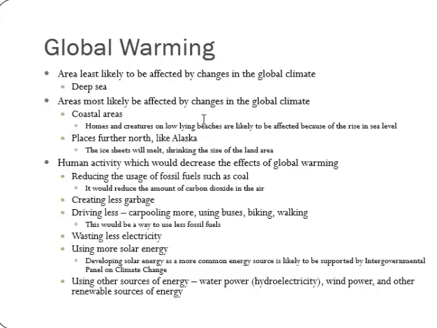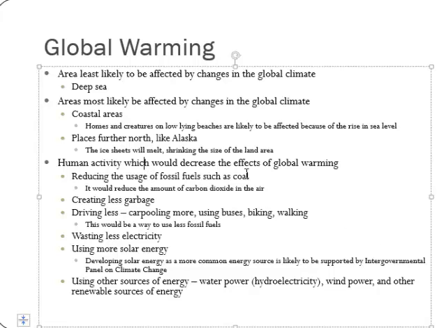That's one major problem with global warming. Another area, in places further north, like Alaska, the ice sheet can melt, shrinking the size of the land area. Also, just one other thing is that things that were built into the ice, like in northern Alaska, if the ice melts, the structures that depended on the ice for stability might also end up falling down.